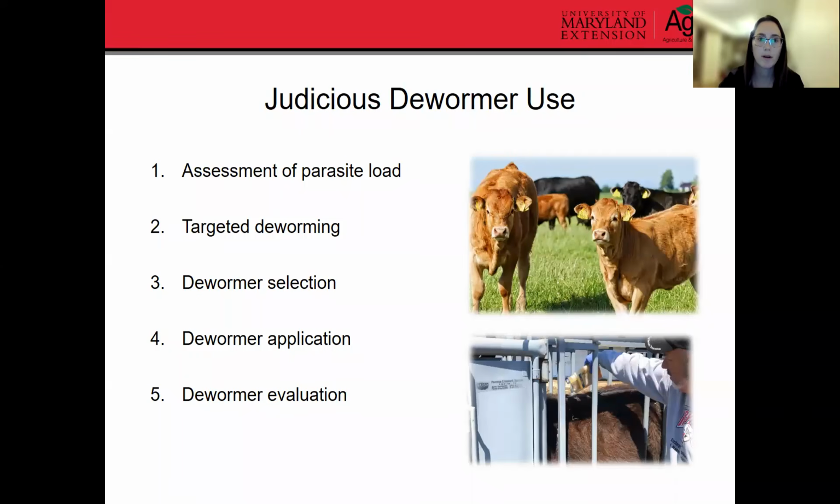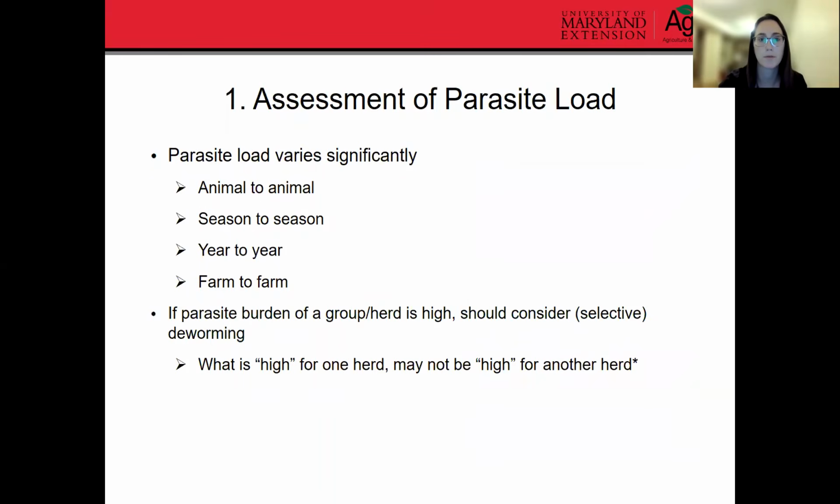As part of Judicious Dewormer Use, I've broken it down into 5 steps or categories, if you will, and I'll go into these in a little bit more detail as we go. The first step is assessment of parasite load. The second one is the practice of targeted deworming. The third step is Dewormer Selection. The fourth is Dewormer Application, and the 5th is Dewormer Evaluation. These are all segments of what we call Judicious Dewormer Use.